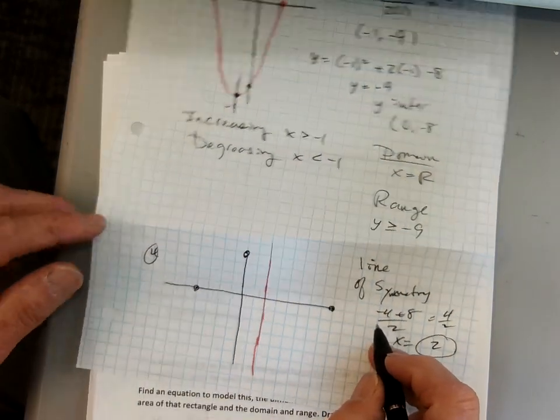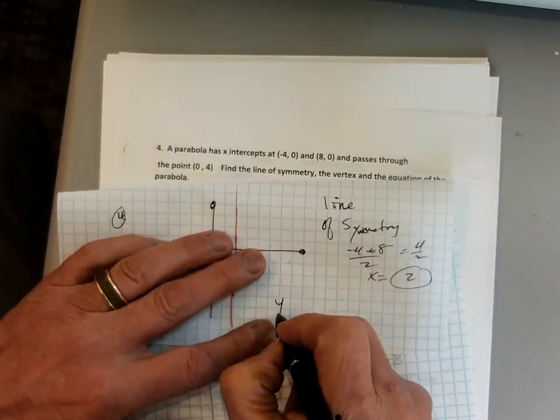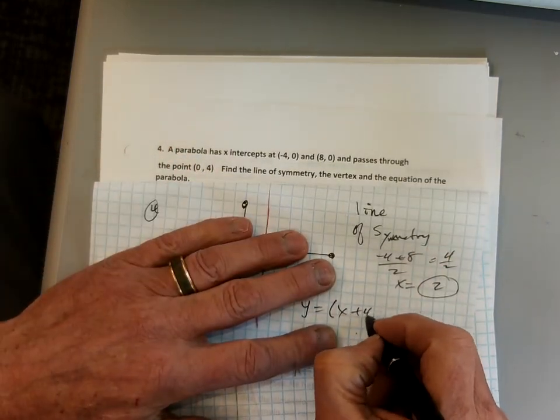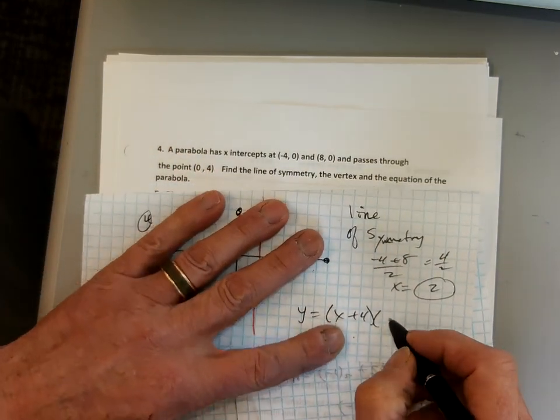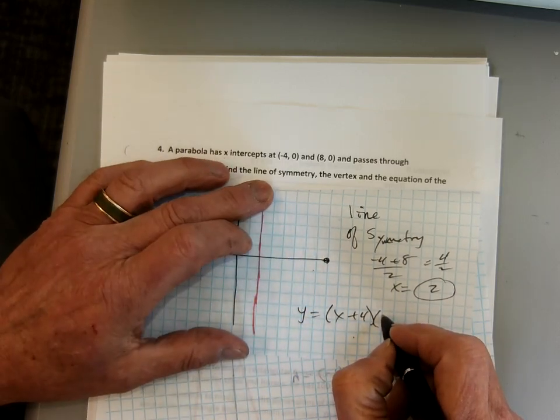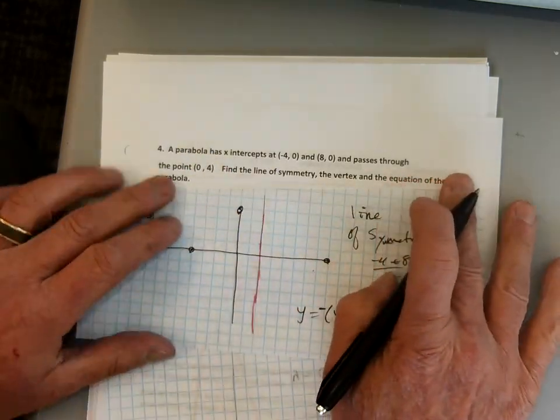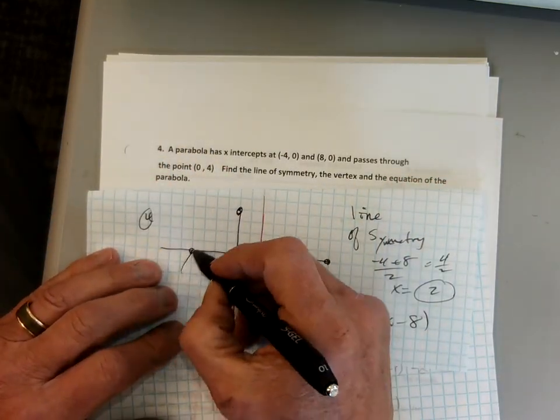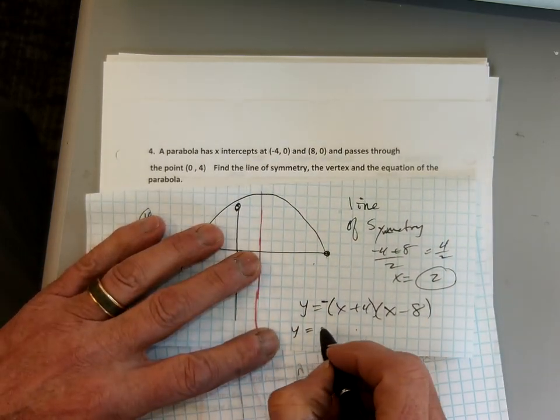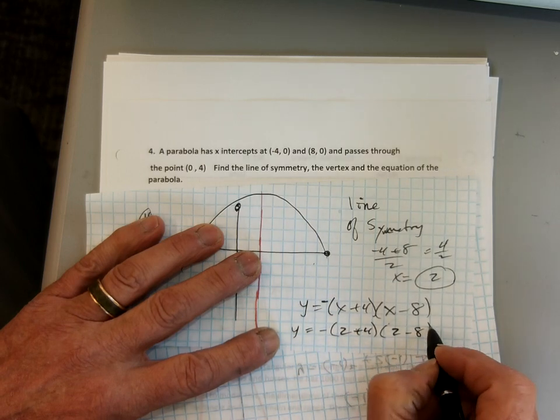So I'm going to take the equation that I'm building, which is going to be some y equals a times x plus 4 times x minus 8. And I know it's got to be negative, okay? It has to be negative because we know it opens down. So if I put in my 2, I'll have y equals a negative times 2 plus 4 and 2 minus 8.